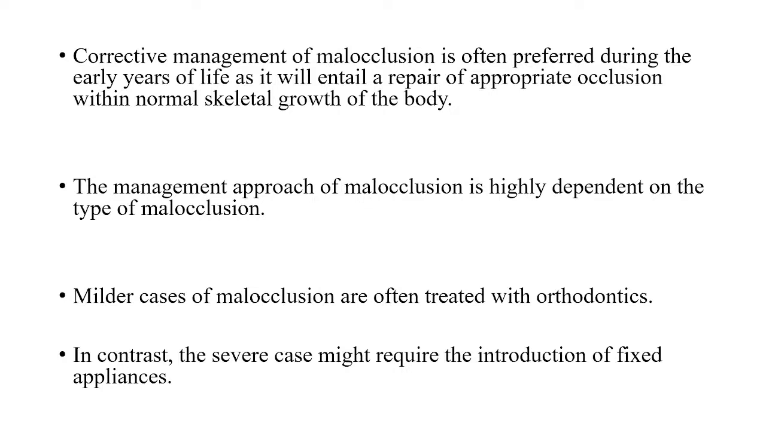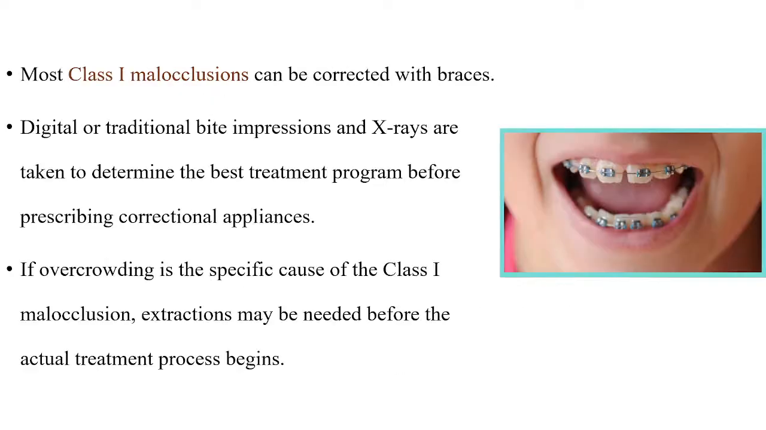The management approach of malocclusion is highly dependent on the type of malocclusion. Milder cases can be treated with orthodontics, which can be of two types. Do we understand what orthodontics is? We've had dentistry classes. Orthodontics is a branch in which your crooked teeth are made proper with the help of wires and braces. You can have removable orthodontics, and there can be fixed orthodontics. Most class 1 malocclusions can be treated with the help of braces. For this, we have to take the impressions, take the radiographs, and then decide on the proper case, because once you start a case, you have to come to the end result. If overcrowding is the specific cause of class 1 malocclusion, extractions may be needed before the actual treatment process begins.